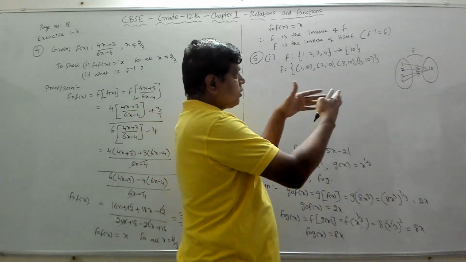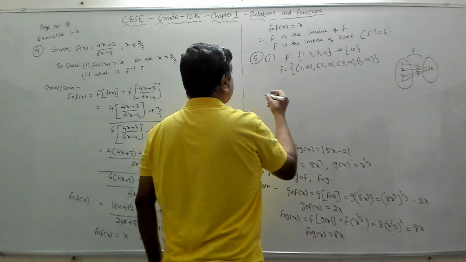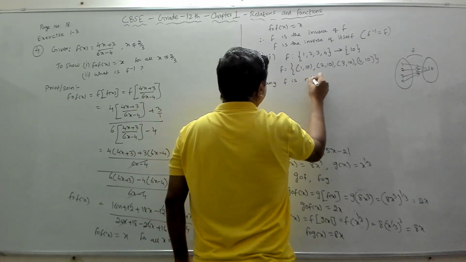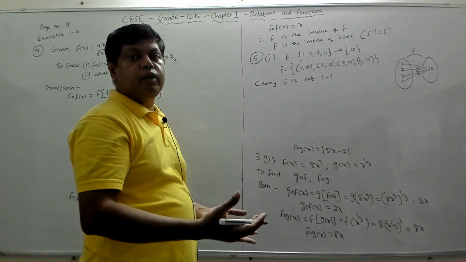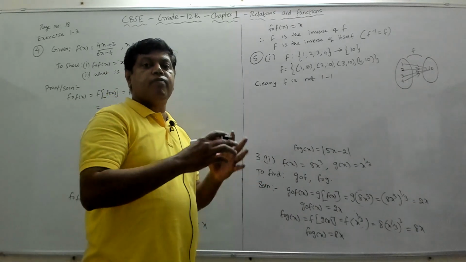Now what is this function? It's not a one-to-one function. It's a many-to-one function because many are going to the same element. So we'll say clearly f is not a one-to-one function, not one-to-one. When f is not 1 to 1, then it cannot have an inverse, because a function f is said to be invertible if f is 1 to 1 and onto.